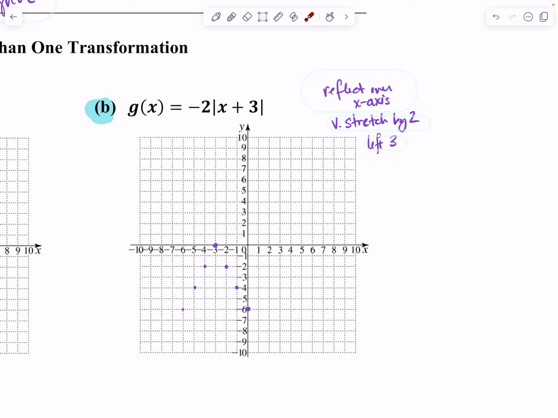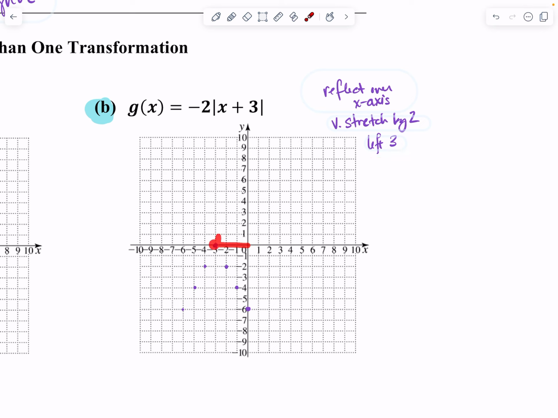All right, we know that the parent is the absolute value parent. Remember, that's the V graph. So then the reflection, that's going to cause us to go upside down V. That vertical stretch by 2 is going to cause us to be skinnier. We'll talk through how much skinnier, and then we're going to shift to the left 3. So let's do the shift first.